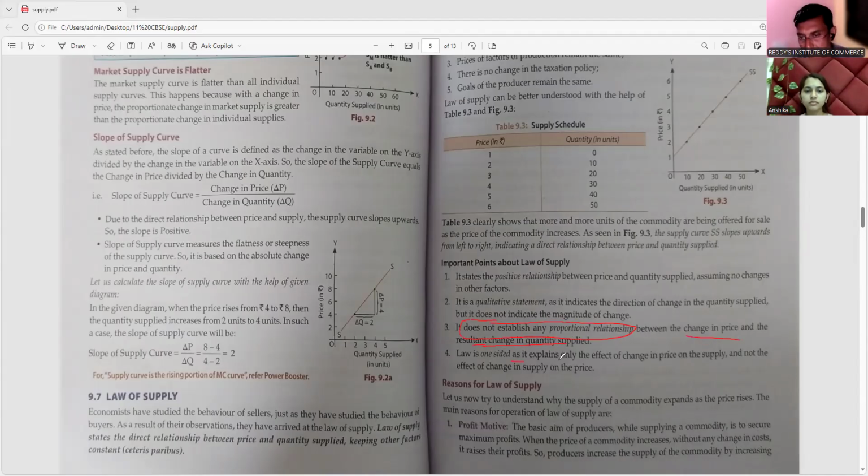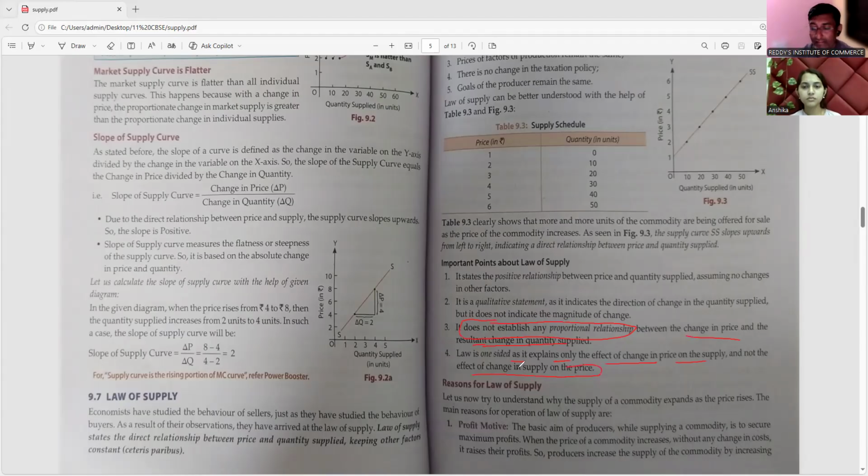The law is one-sided as it explains only the effect of change in price on the supply and not the effect of change in supply on the price. In this case, only one thing is shown: only the price factor is affecting the supply, but it never said the supply factor will affect the price. इसका मतलब क्या है, इसमें only assumption प्राइस का ही important बताया गया है, सप्लाई का importance नहीं है, but जब ज्यादा सप्लाई होता है what will happen in this case, never said in these assumptions.